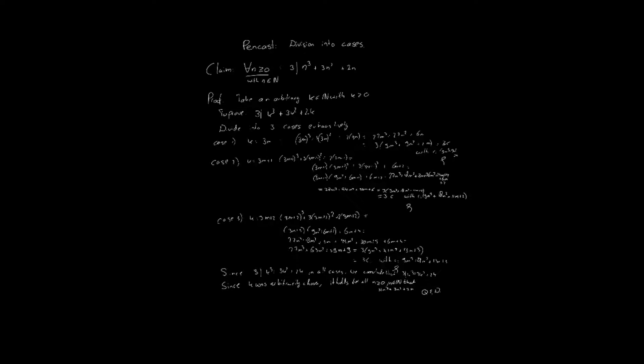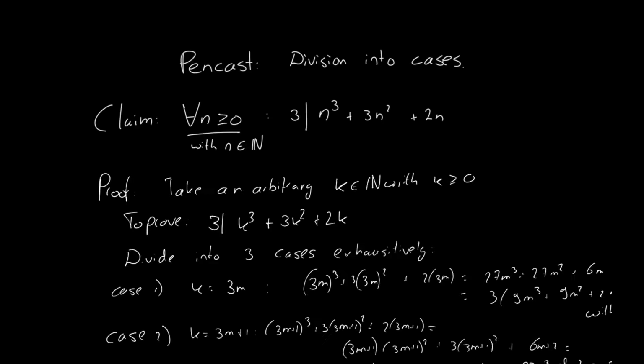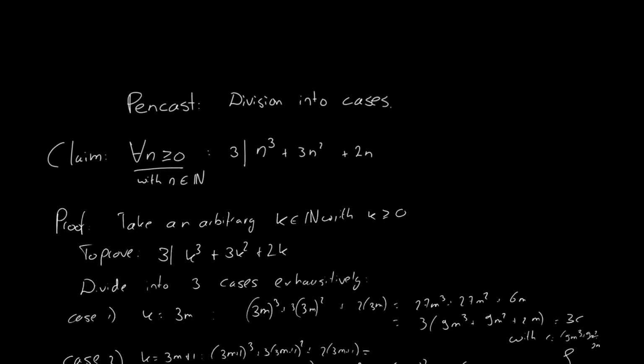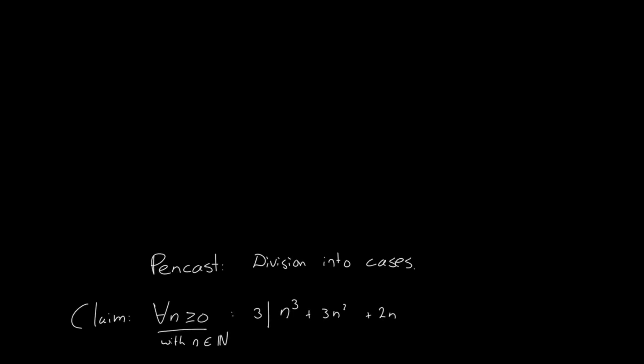This one is also about division into cases. In fact, we take another look at the proof we did in one of the previous Pencasts. You may remember that we did this proof of this claim that n to the third plus 3n squared plus 2n is divisible by 3 for all integers. And the proof was quite lengthy and involved a lot of algebra.